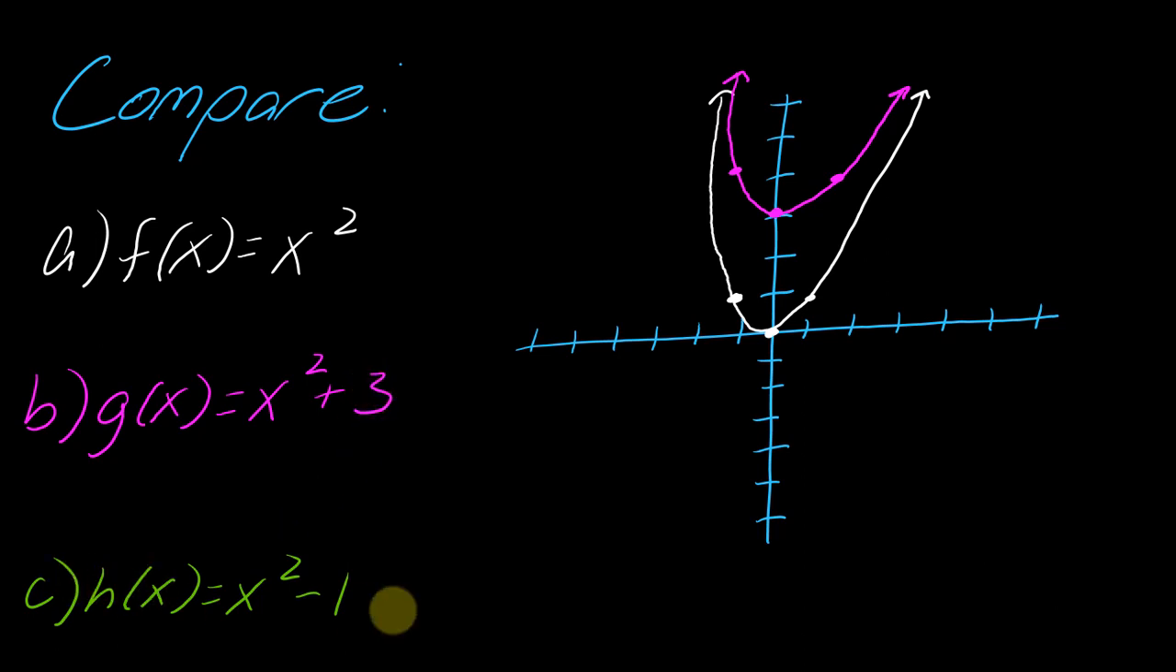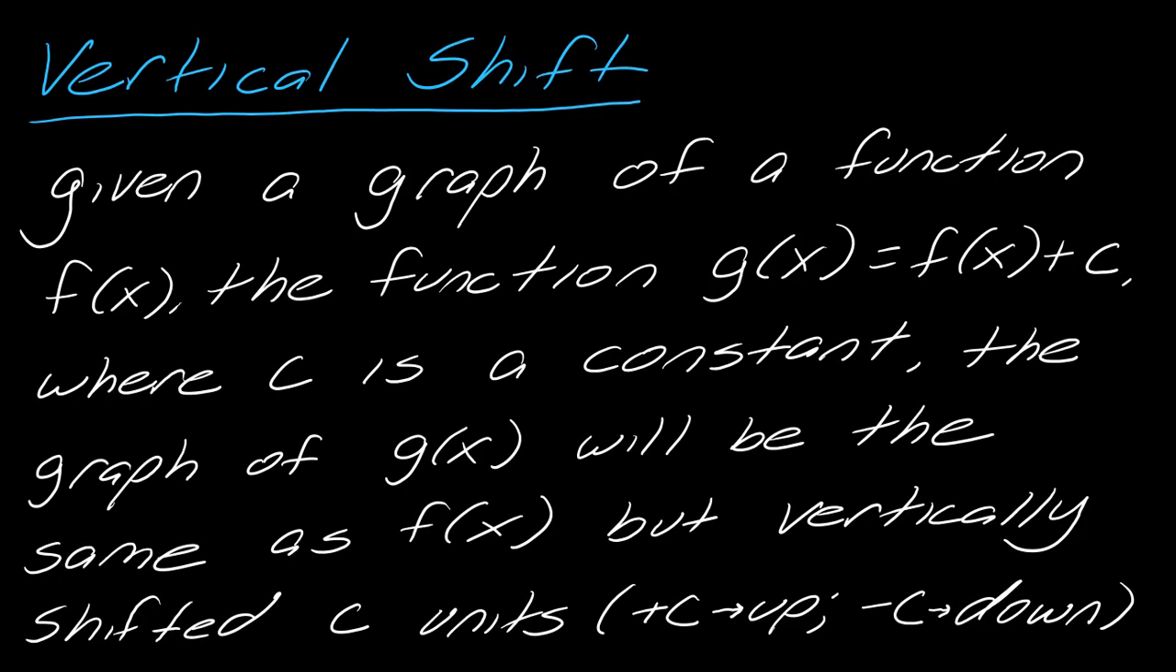So now let's compare that to this last one here. I'll draw that. Okay, so now comparing what happened here. So again, the white graph is my x squared, and now at x squared minus 1, look what happened. It went down 1. So the fact that the pink one went up 3, and the green one went down 1, that is not a coincidence. That is actually the first transformation that we're investigating.